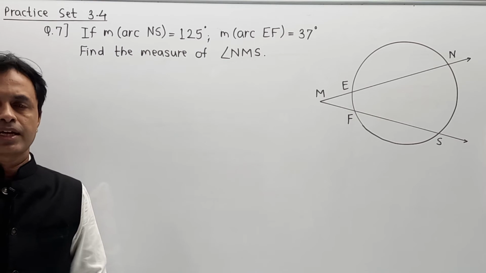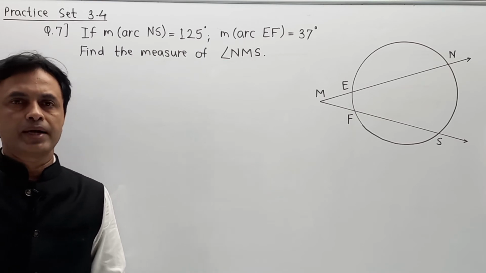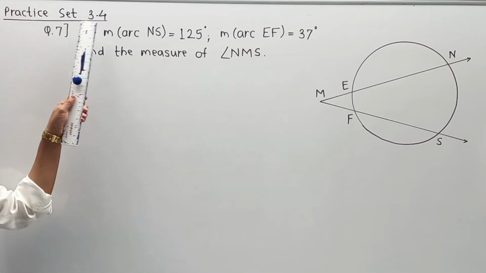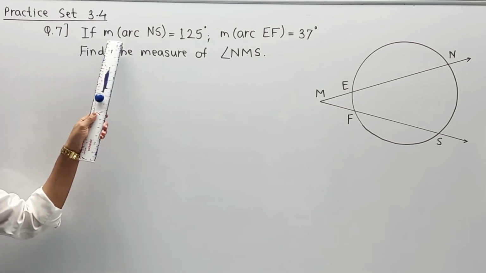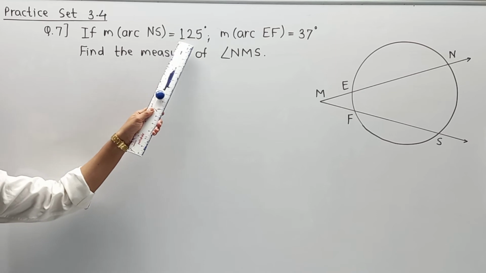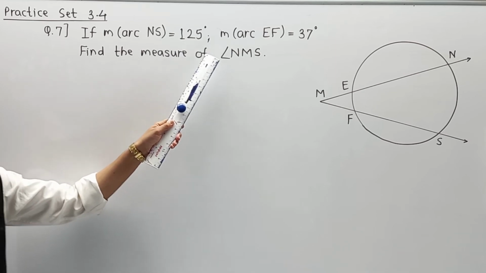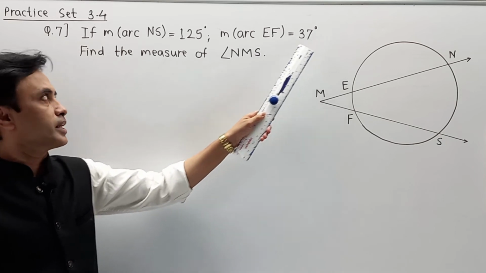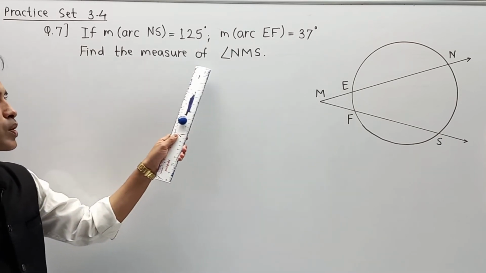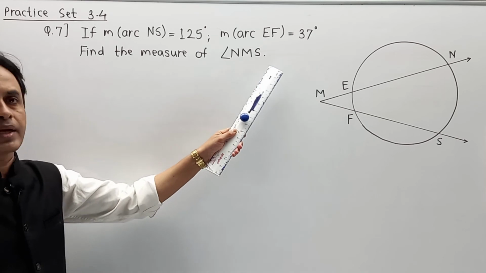Hello friends, continuing with the last numerical, here we are in practice set 3.4, question number 7, and the problem is: if major arc NS is equal to 125 degrees, major arc EF is equal to 37 degrees, find the measure of angle NMS.